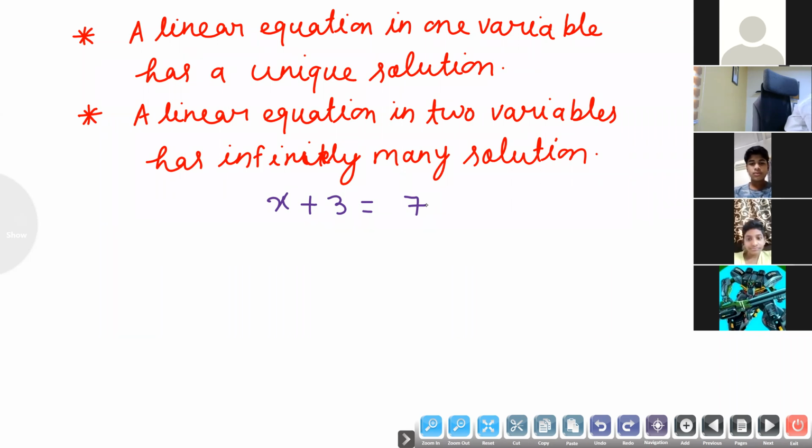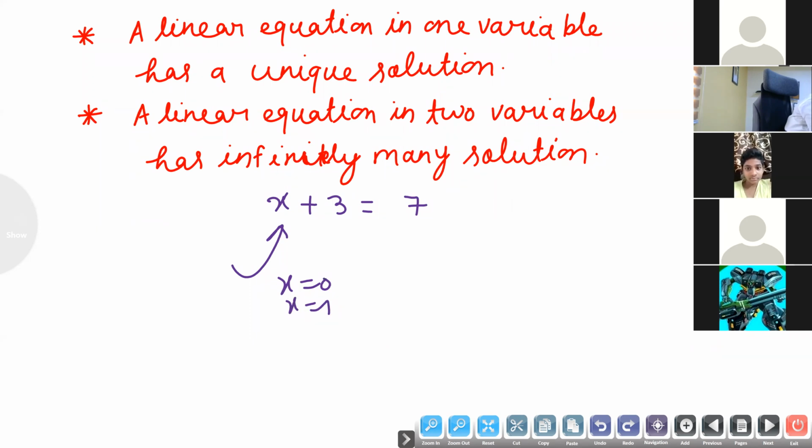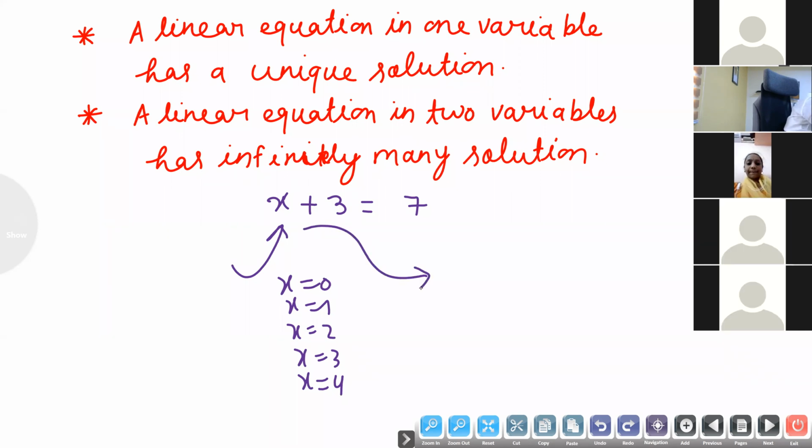Now I want to check which value I should substitute in the place of x so that it becomes 7. Suppose I am assuming, this method is called the trial and error method. Suppose I take x is equal to 0, then 0 plus 3, 3. x is equal to 1, 1 plus 3, 4. x is equal to 2, 2 plus 3, 5. x is equal to 3, 3 plus 3, 6. Now if x is equal to 4, then 4 plus 3 is equal to 7. Now you are observing, students, the linear equation in one variable has a unique solution.